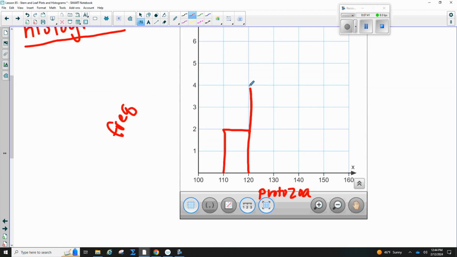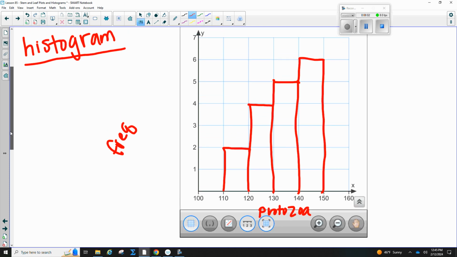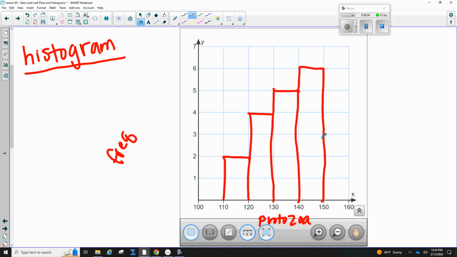All right. And then from 130 to 140, can you guys tell me how many there are? Are there 5? Okay. And then for 140 to 150, can you tell me how many there are? Okay, so we'll go here. Pretend like I'm drawing straight. And how many in the 150s are there? 3? Okay. All right, that's called a histogram.